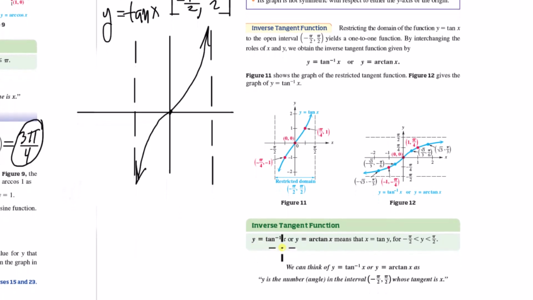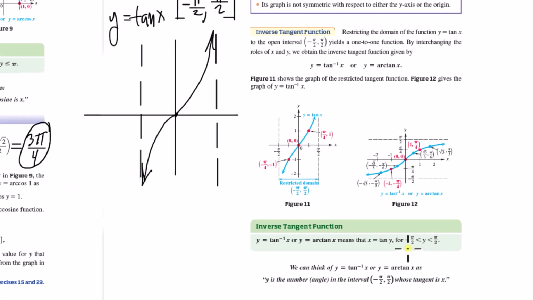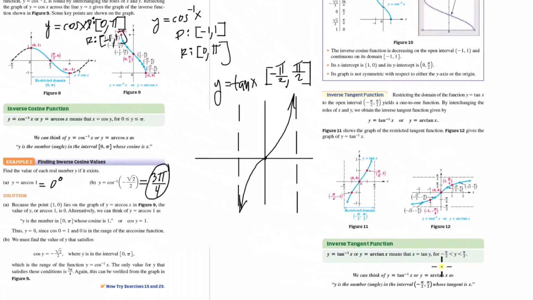y is equal to tangent minus 1 of x, or y is equal to arctangent of x, means that x is equal to tangent of y. So you take whatever the y value that comes out of the arctangent, if you took the tangent of that, it would give you the argument that you input into inverse tangent, where the angles that we're speaking of are only between minus pi over 2 and pi over 2.